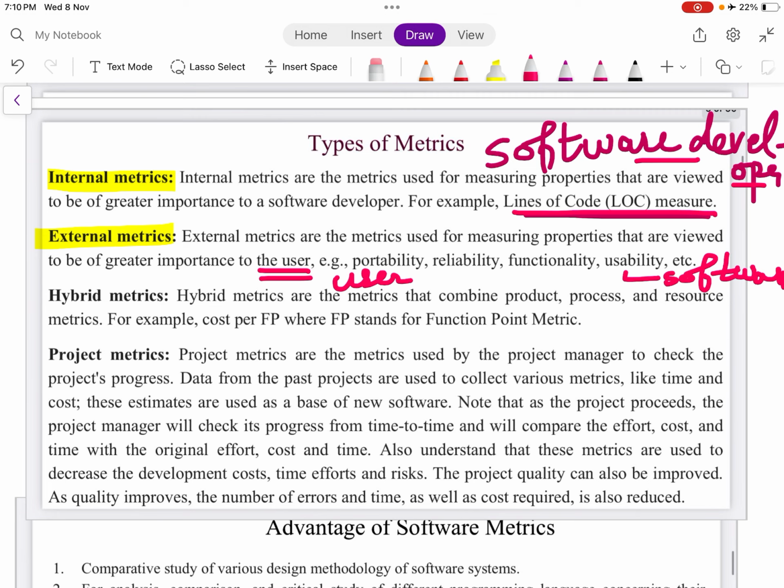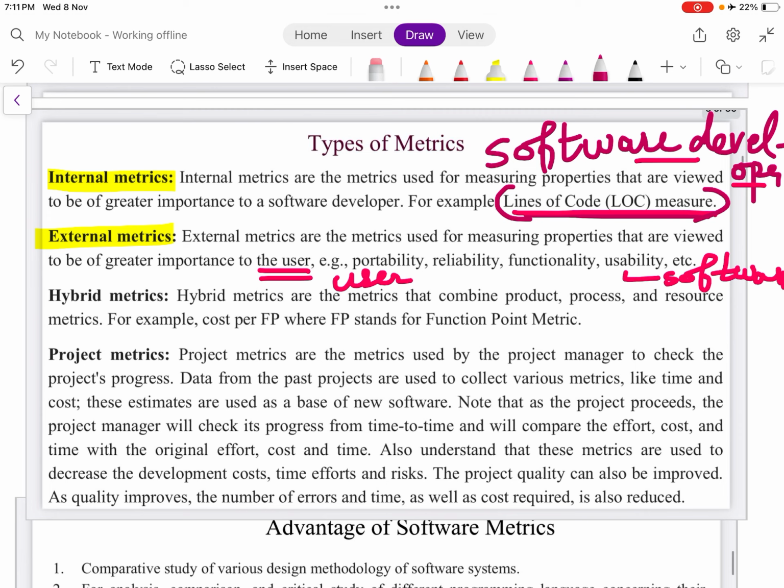For the software developer, lines of code is important because on the basis of lines of code, the cost of the software is estimated. So for a software developer, LOC is important. For a user, the software portability, reliability, functionality and usability are important. So internal metrics means the properties which are important for the software developer, and external metrics are the properties which are important for the user.